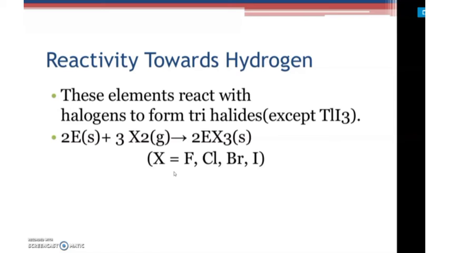Reactivity towards halogens. These elements react with halogens to form trihalides except thallium. Here it is the boron. In general, any element from the boron family is represented by the letter E. When it reacts with a halogen, the halogen is represented by the letter X. It will form trihalides, that is, 3 halogens. For example, BCl3 or AlCl3, etc.